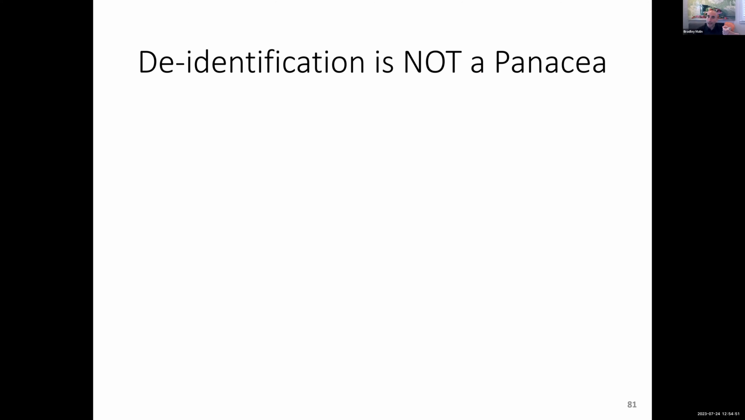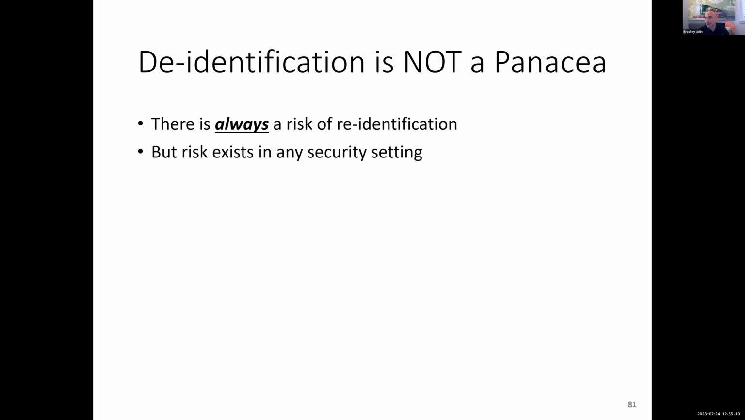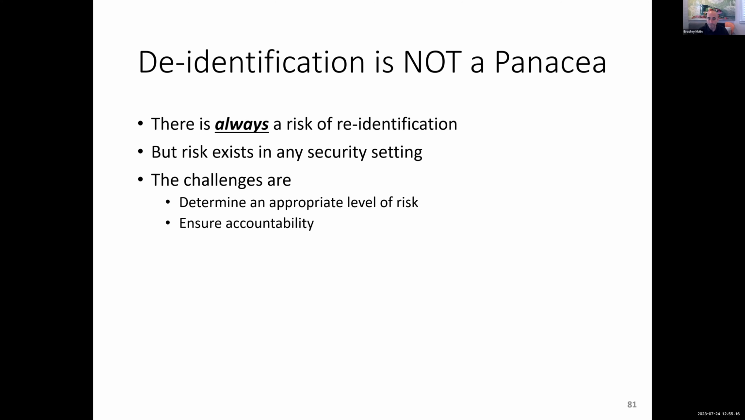Final note. What I've basically been showing you is that, if you're going to share data, de-identification can be helpful. Synthetic data generation can help. It's not necessarily a panacea. There's always going to be a risk of re-identification. But there's this notion that risk exists in any security setting. It's just a matter of how much risk you are willing to tolerate.